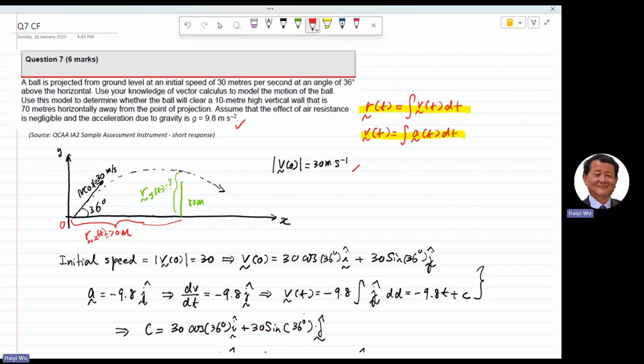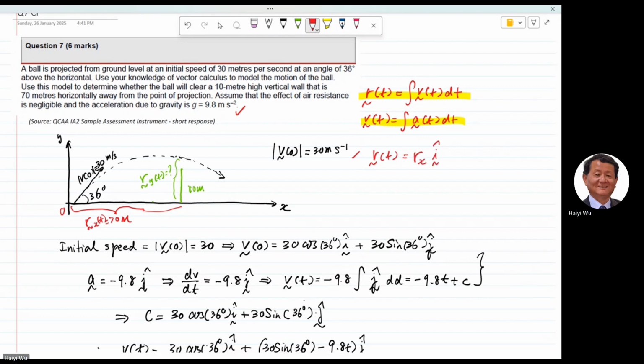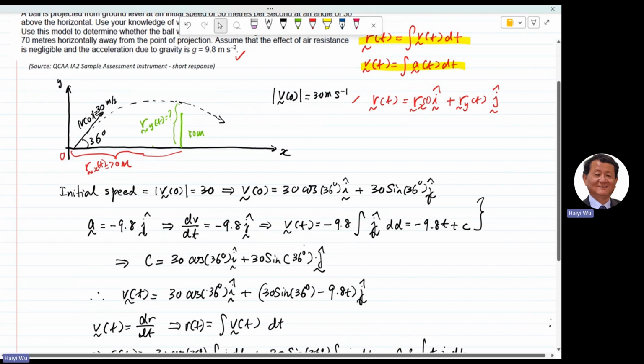All right, so we also know the position vector is the x component, so we call x(t) i plus the position vector y(t) j, with respect to time. So we have those position vectors in two different dimensions, the x and y dimensions. Let's find those dimensions first.